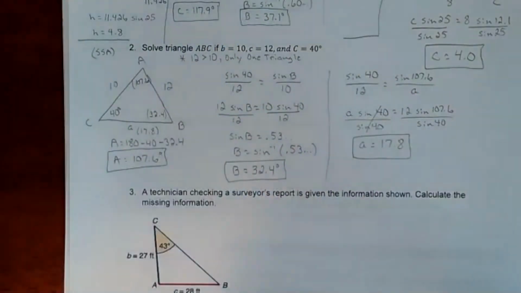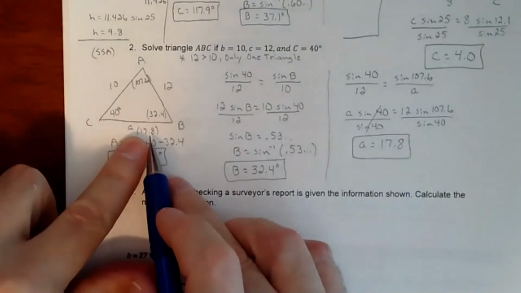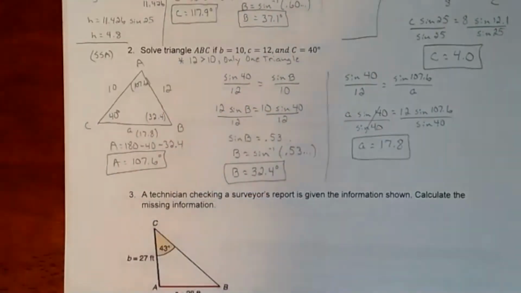Okay, so quick spot check: biggest angle has the biggest side, smallest angle has the smallest side. Cool. Feels okay.